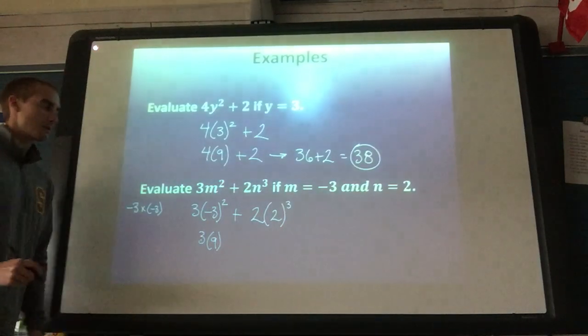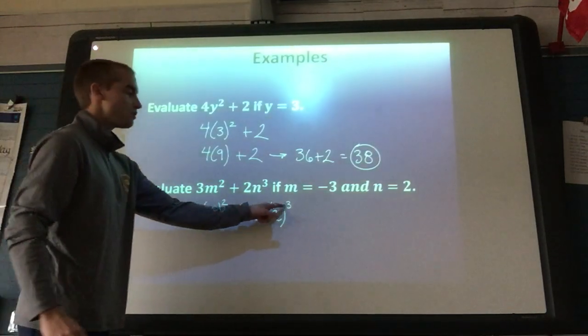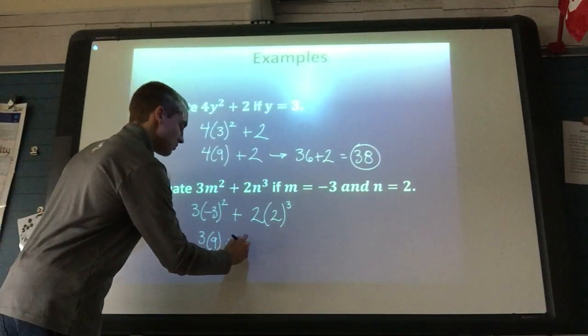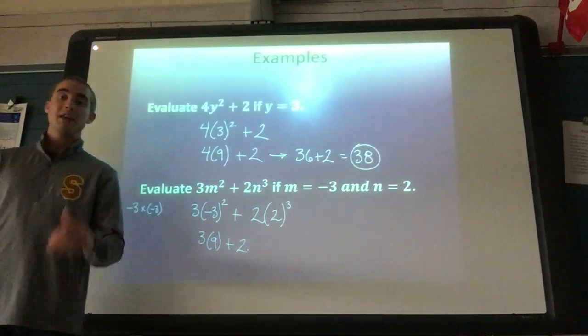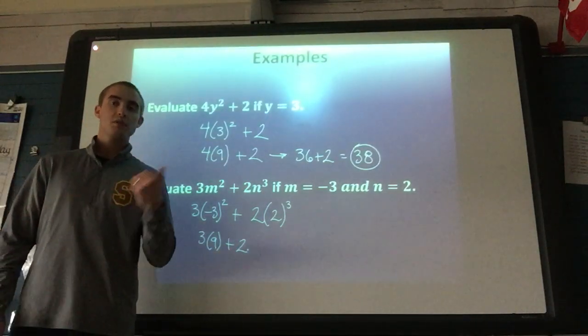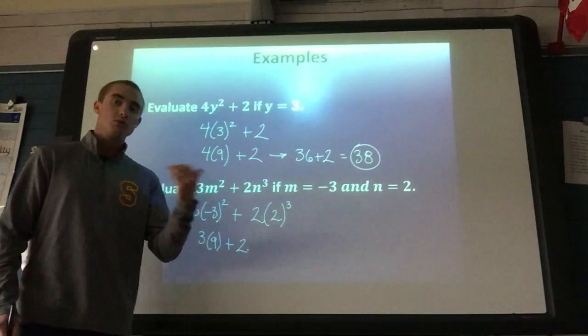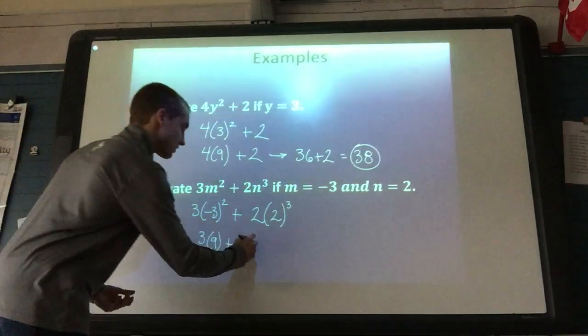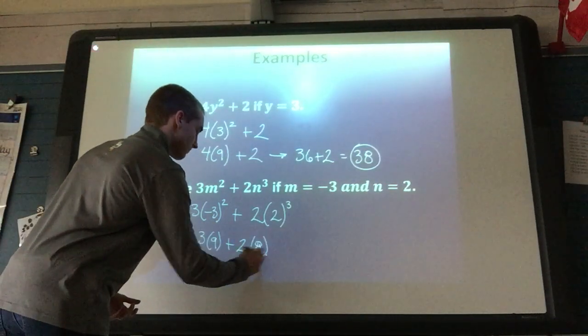It's going to be 3 times positive 9. And then 2 to the third power. Remember, 2 cubed, 2 to the third power, is not 2 times 3. It's 2 times 2 times 2. So 2 times 2 is 4. 4 times 2 would be 8.